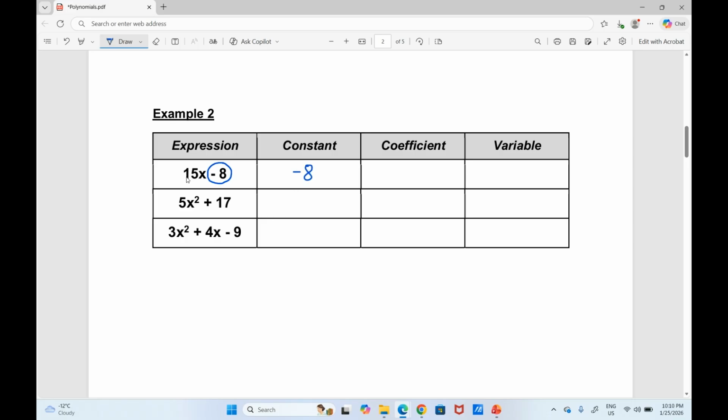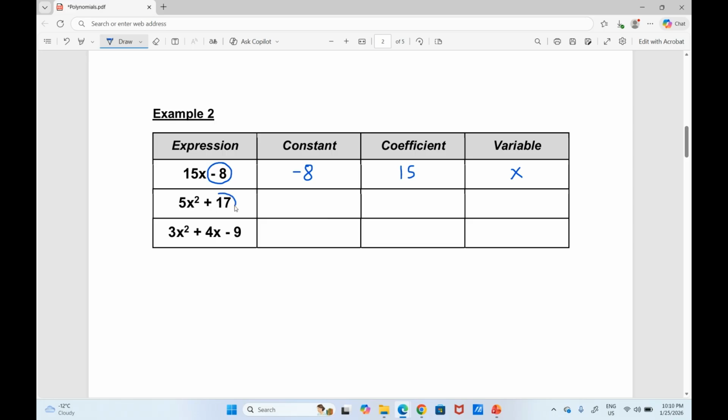Now my coefficient is just my value that is multiplying by x. So in this case, that would just be 15. And my variable is my unknown value, which in this case is represented by x. So I'm just going to say my variable is x. And now for our second row, my constant is going to be 17.